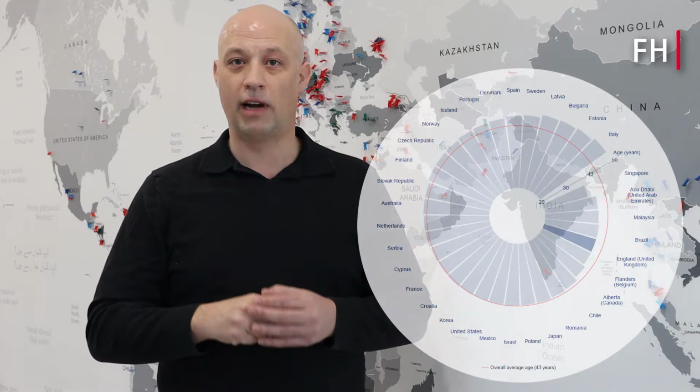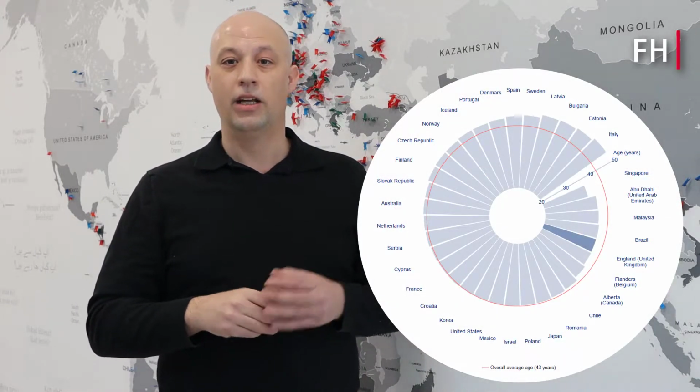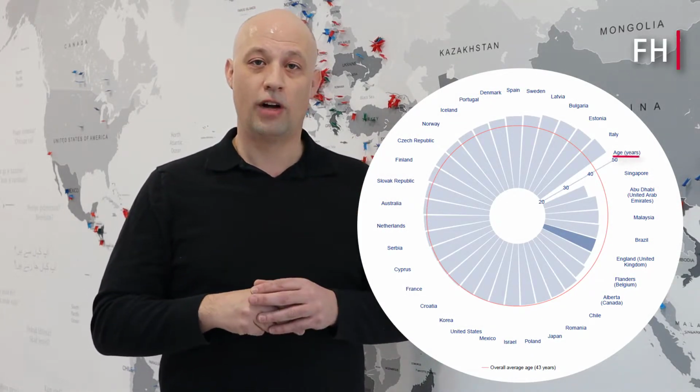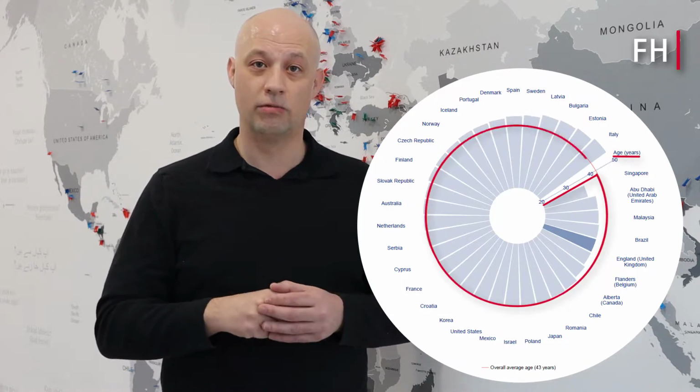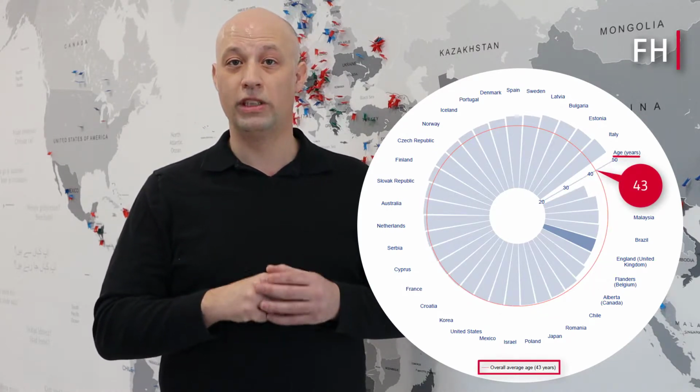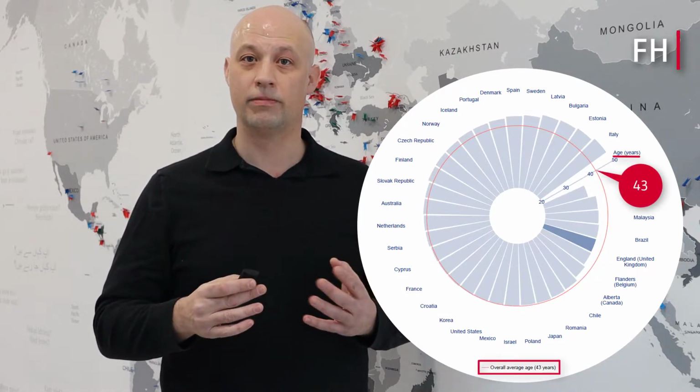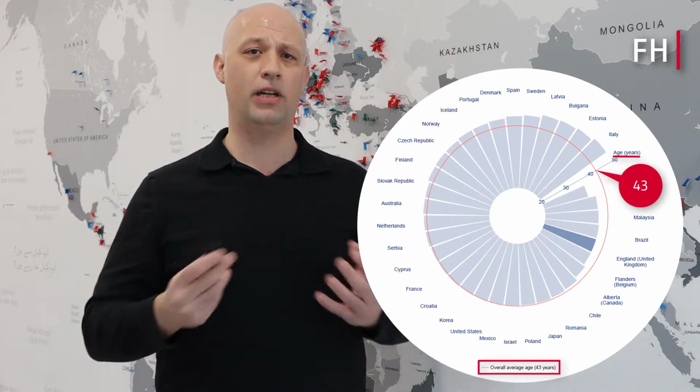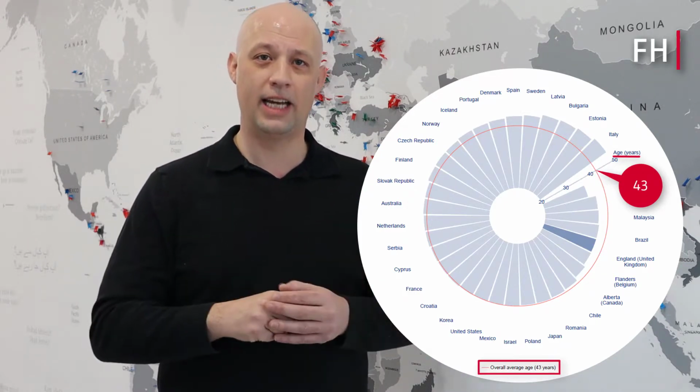Now, if you look at this graphic, you can see that the average age of a high school teacher, according to a recent survey, is 43. And this is a worldwide average. I'm 44. That makes me the perfect normal teaching age.